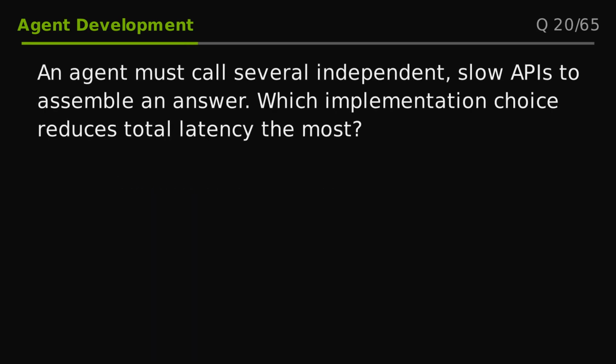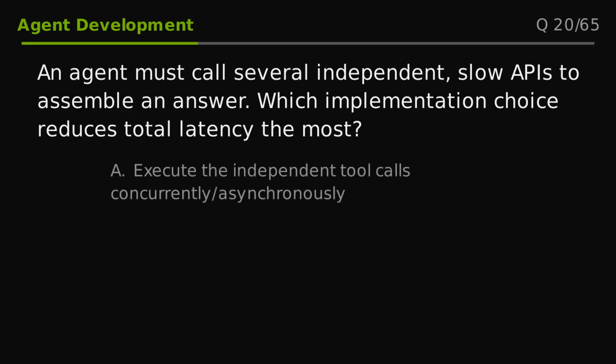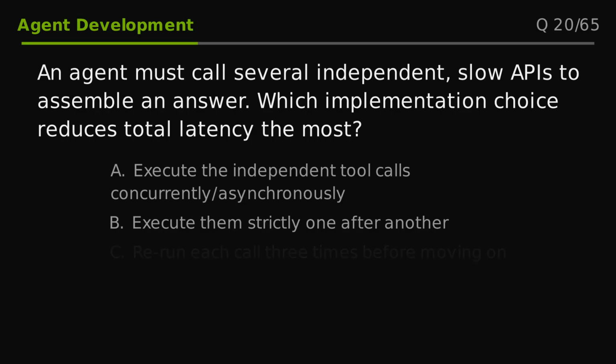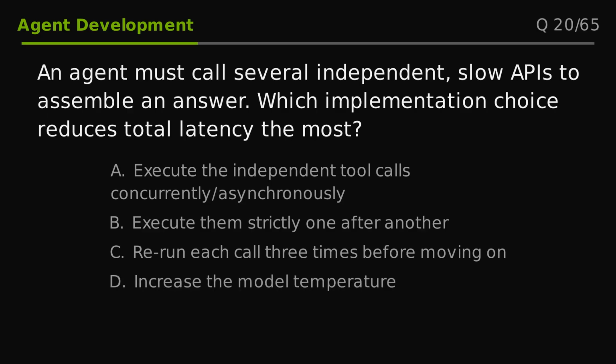Question 20. When an agent must call several independent, slow tools to assemble an answer, which implementation choice reduces total latency the most? Option A. Execute the independent tool calls concurrently, asynchronously. Option B. Execute them strictly one after another. Option C. Run each call 3 times before moving on. Option D. Increase the model temperature.